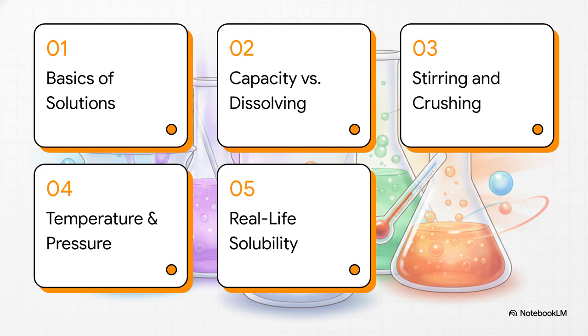Here is a quick roadmap for this explainer. We'll kick things off with the basics of solutions, then we'll look at the vital difference between capacity and dissolving rate. After that, we dive into our speed accelerators, stirring and crushing, our capacity multipliers, temperature and pressure, and finally, wrap it up with some real-life solubility.